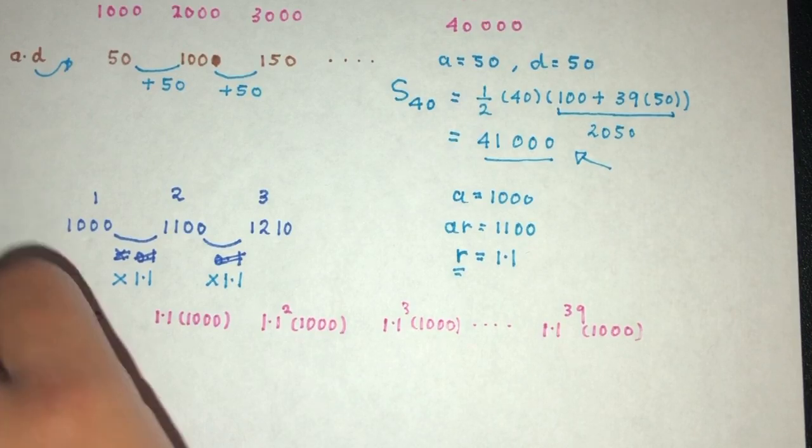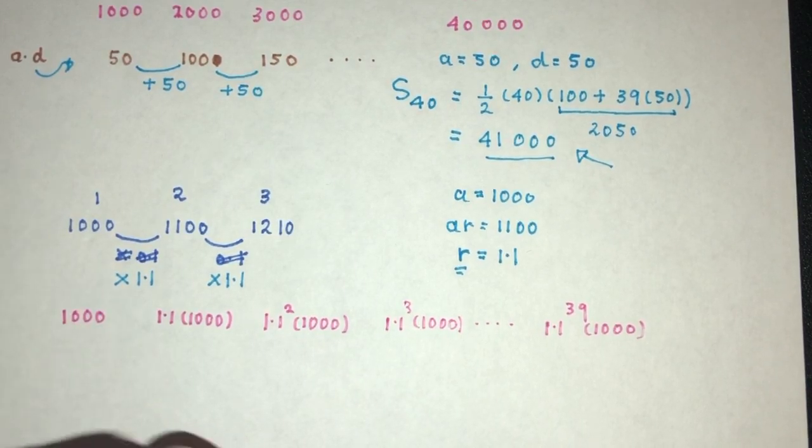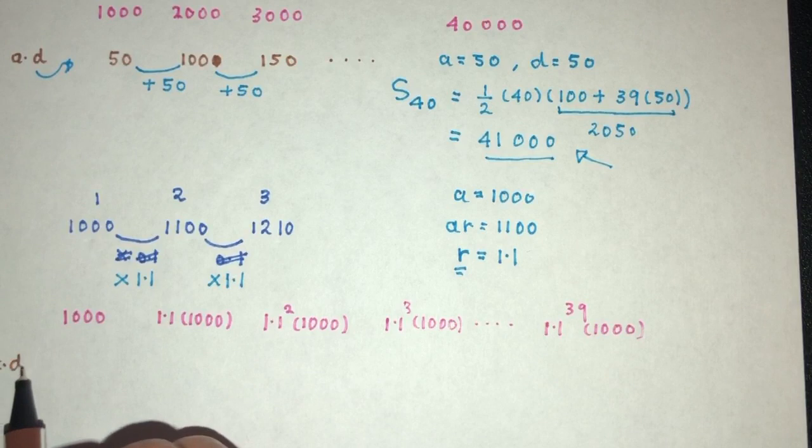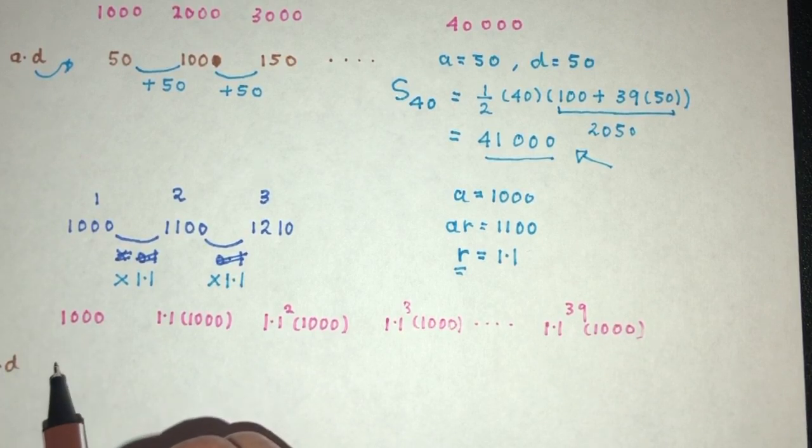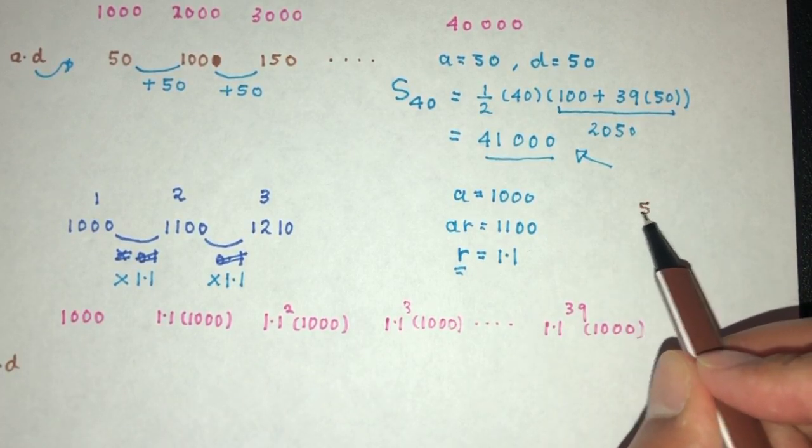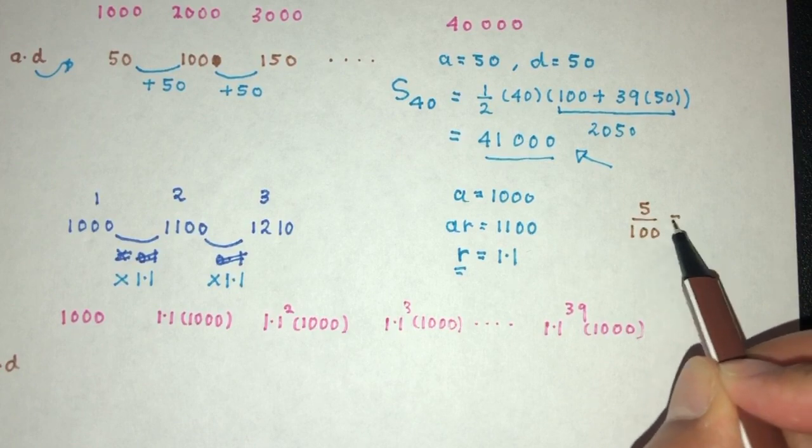We care about the amount donated, right? So the amount donated will be 5% of this, so what is 5%? 5% is 5 divided by 100. That will be what?